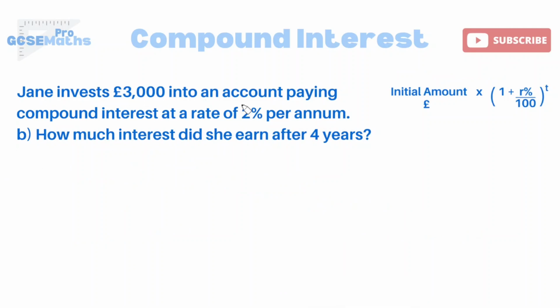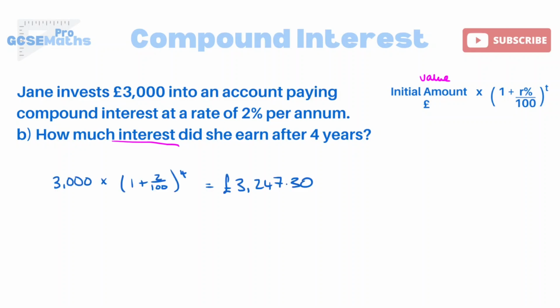So you can see here we've got exactly the same question. Jane, we've got £3,000, we've got 2% interest, we've got 4 years. However, the question now says, how much interest did she earn? So in this case, it's kind of an extra step. You have to use this formula to give you the value of the account. I've just copied that from the previous page. So that's the value of her account. To find the interest though, you have to do an extra step, and you have to take this and just subtract the initial amount.